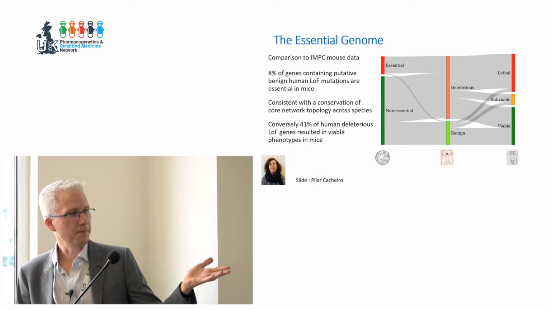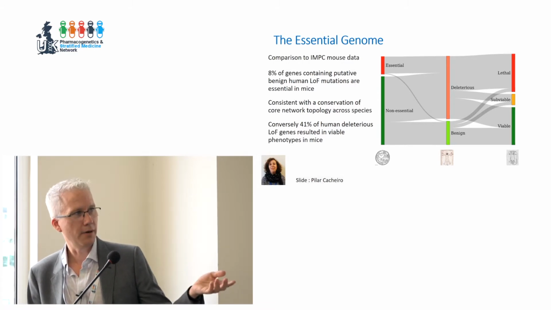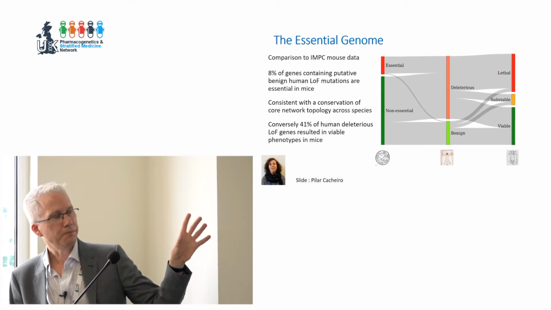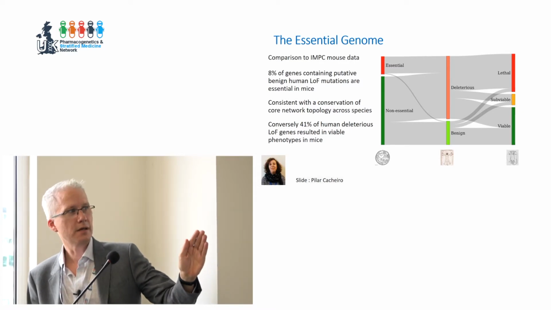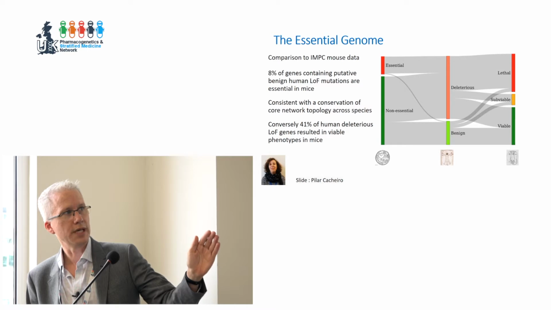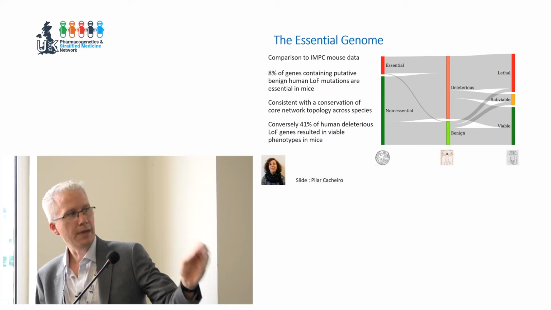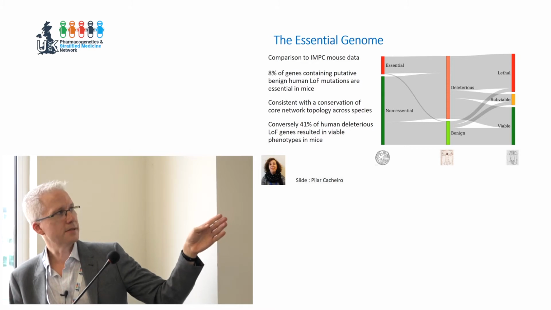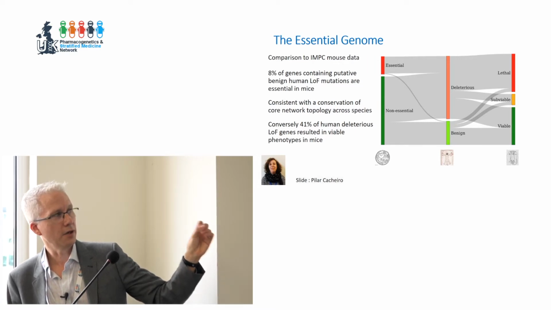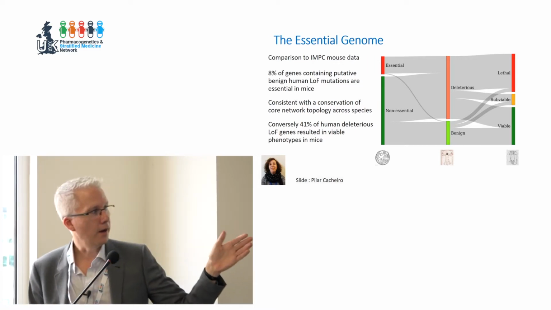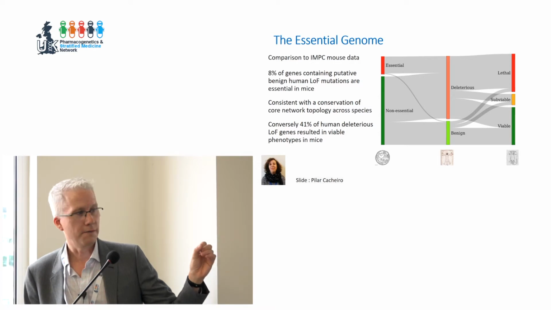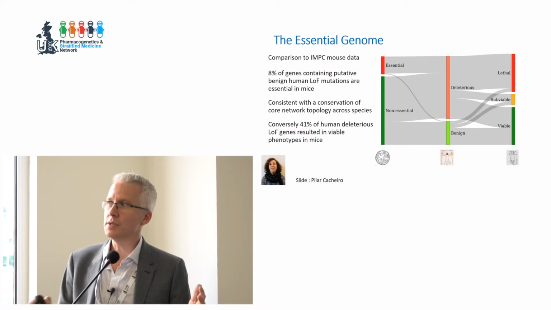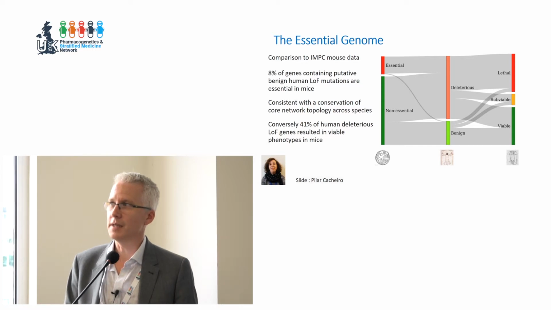So this work here by Pilar in Damien Smedley's group shows how there's reasonably good conservation between non-essential and essential genes between yeast, human, and mouse here. And so 8% of genes that are benign in humans are essential in mice. And 41% of human deleterious genes are viable in mice.